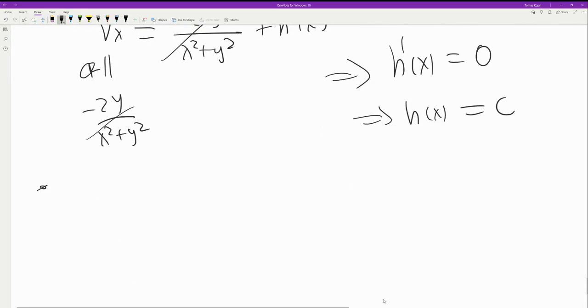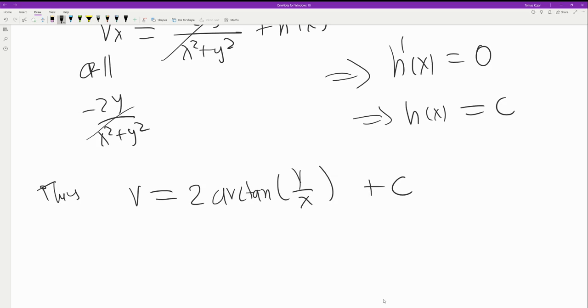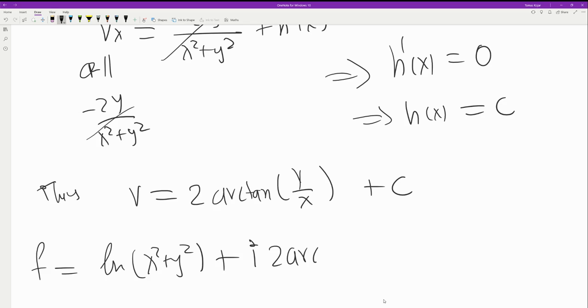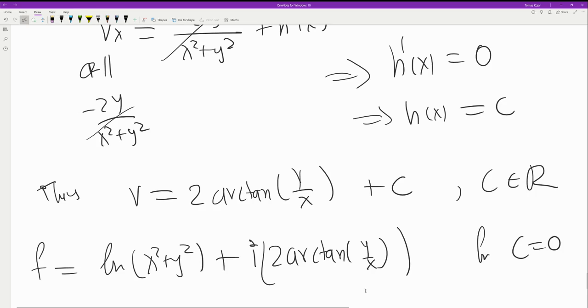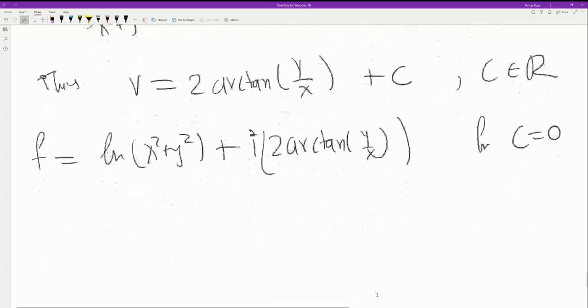Okay, therefore v is 2 arctan y over x plus constant, and the function will be, let's say we make a choice, so we make c to be 0, because there's infinitely many choices, so we have to pick one. No, we have to, but in applications, yes, we pick one.